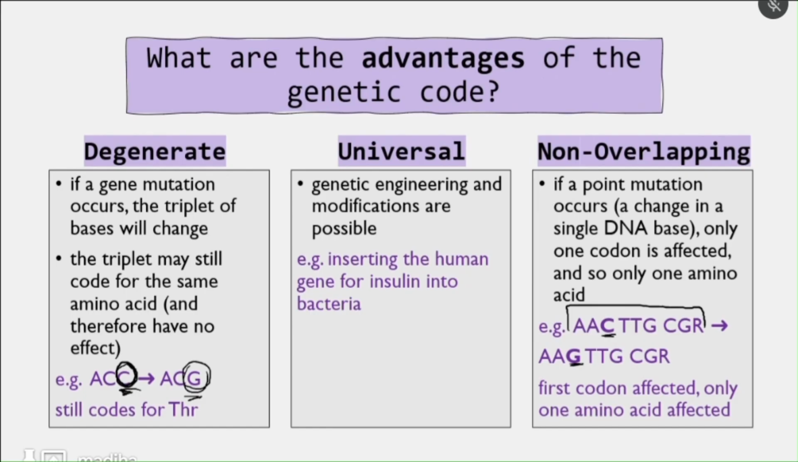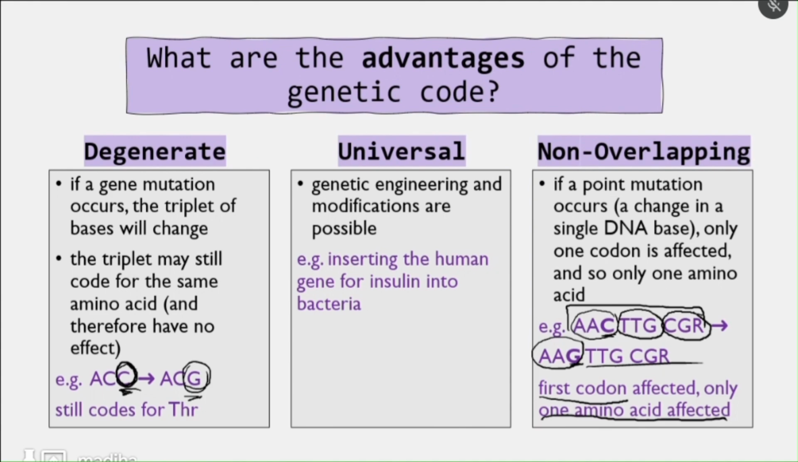So if only the first codon is affected, only one amino acid is affected, because each codon, each triplet of bases, is only read by itself. So if only one changes, the rest is still read by itself and it's still fine. So that's a really important thing about the genetic code being non-overlapping, because it means that if one mutation occurs, the whole sequence isn't affected, because only one triplet of bases would be affected. So hopefully that makes some sense.